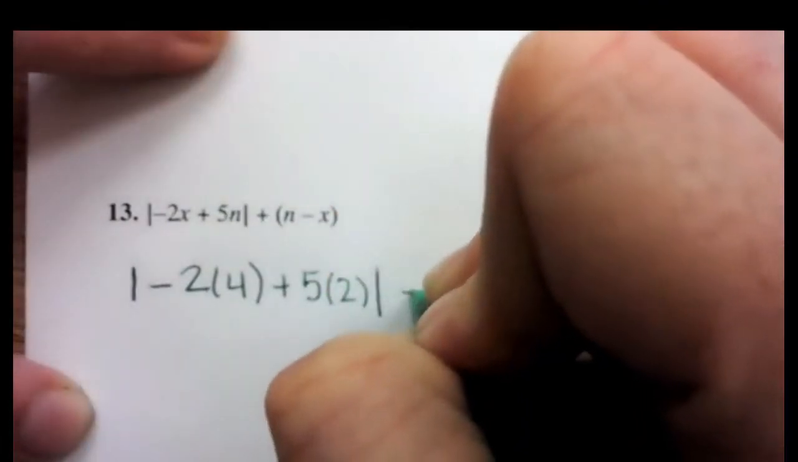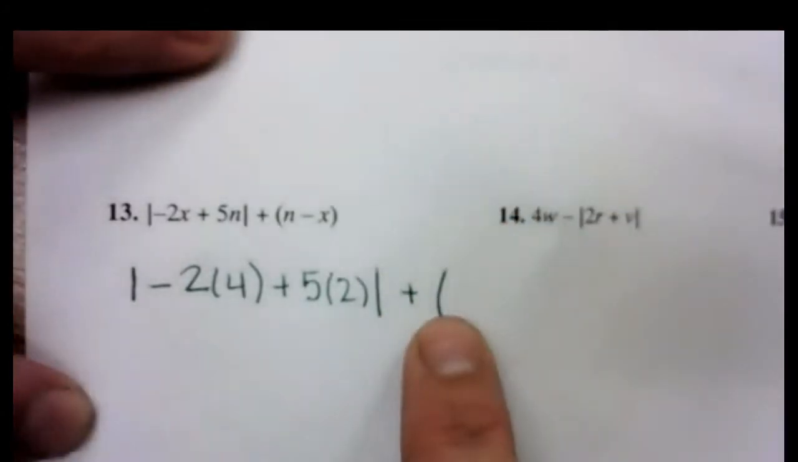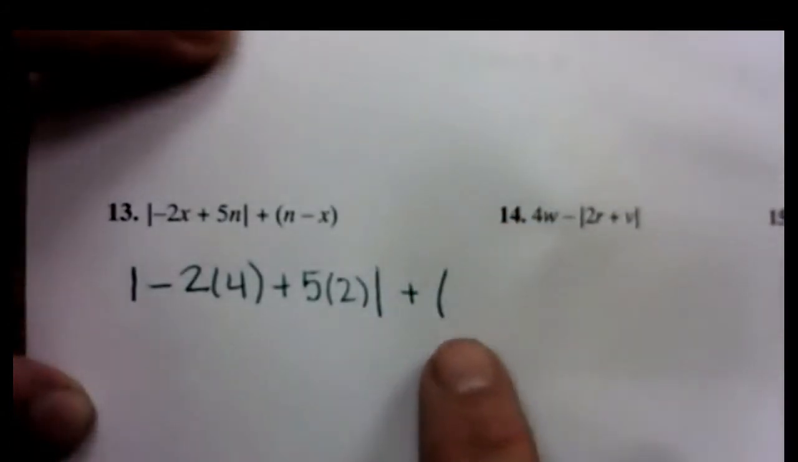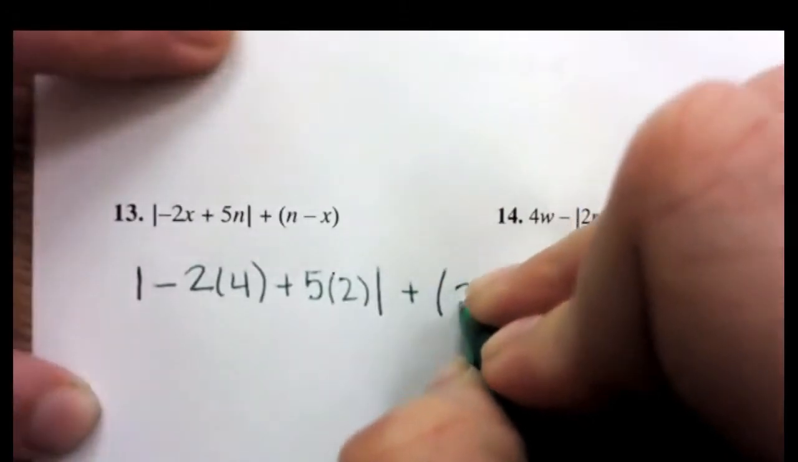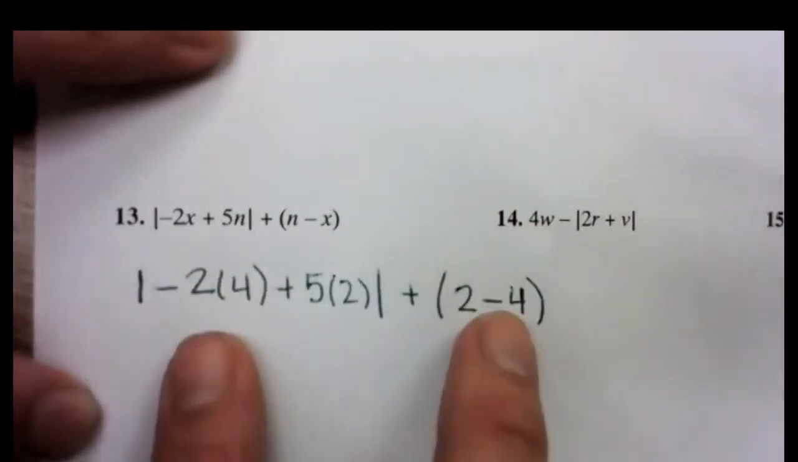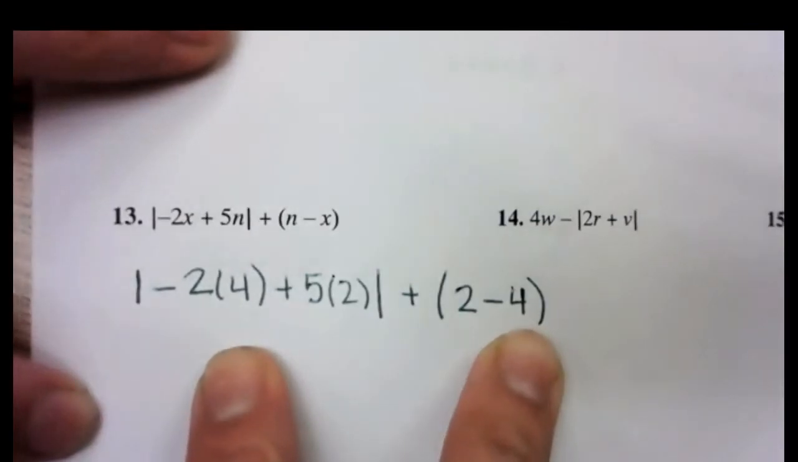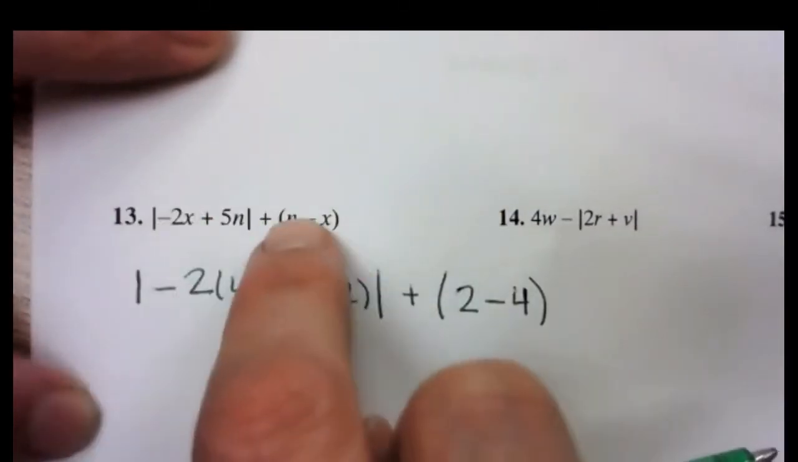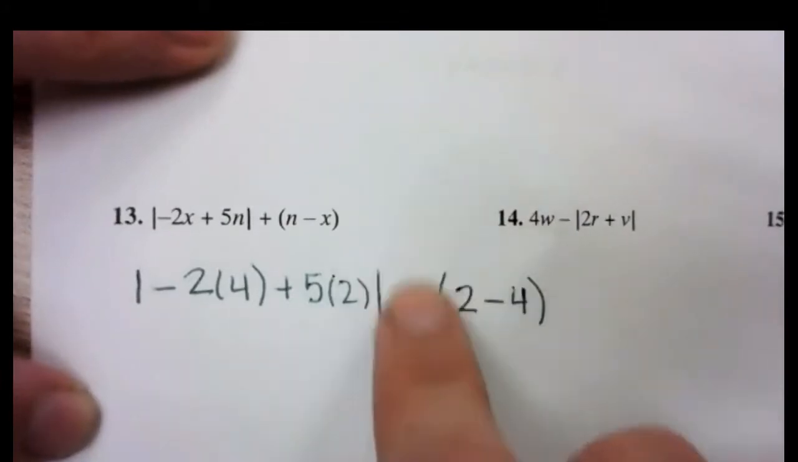All right, so we have absolute value, negative 2. You gotta go up above. X is equal to 4. So you replace x with 4 plus 5. N is equal to 2. Plus, now this side is a parenthesis, so that's different than an absolute value, 2 minus 4. Remember, parentheses and absolute values are grouping symbols. So you're going to do inside absolute values and inside parentheses before you add.